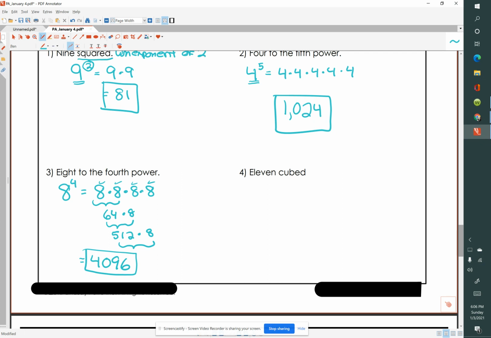So now we have 11 cubed. So that's cubed means to the third power.